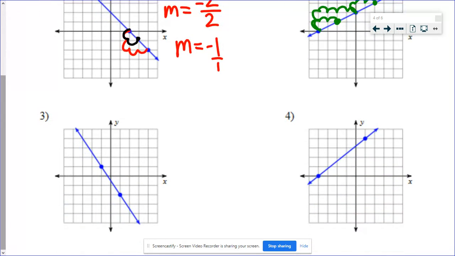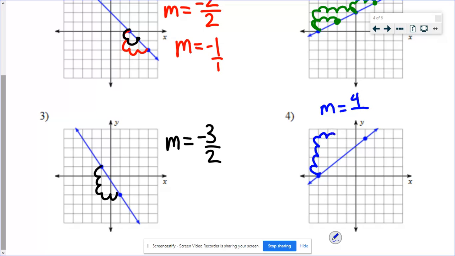For number 3, it's a negative slope again. I'm going to be moving down 3 and over 2. So my slope is going to be negative 3 over 2. For number 4, positive slope again. This time I'm going to move up 1, 2, 3, 4, and I'm going to move sideways 1, 2, 3, 4, 5. That doesn't simplify, so that one's just done.